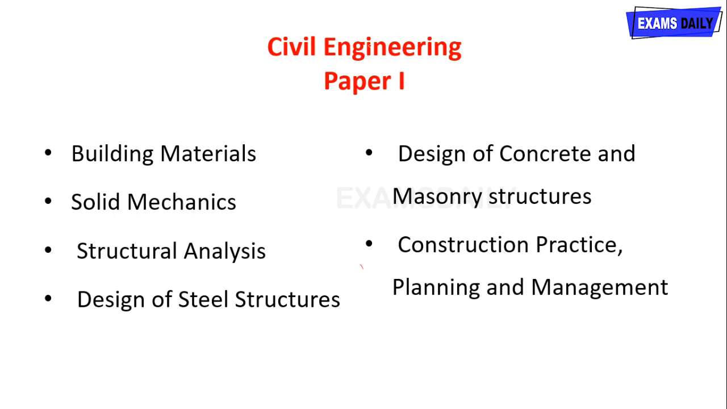So for this paper 1, the subjects are building materials, solid mechanics, structural analysis, design of steel structures, design of concrete and masonry structures, and then construction practice, planning and management. It also comprises some subtopics. I'm just giving that link, you can go through that to get the subtopics too. So these are the main topics that come under civil engineering paper 1.